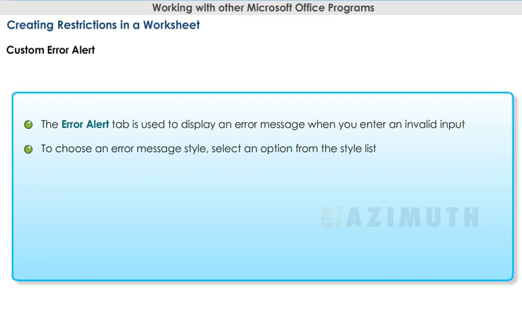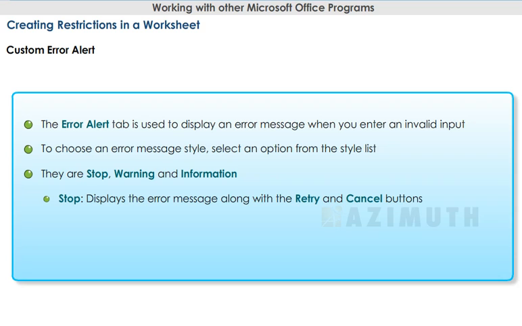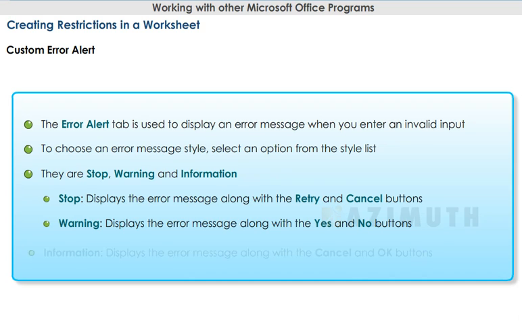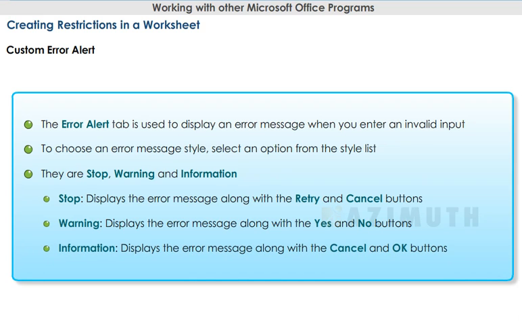To choose an error message style, select an option from the style list. They are Stop, Warning, and Information. Stop displays the error message along with the Retry and Cancel buttons. Warning displays the error message along with the Yes and No buttons. Information displays the error message along with the Cancel and OK buttons.